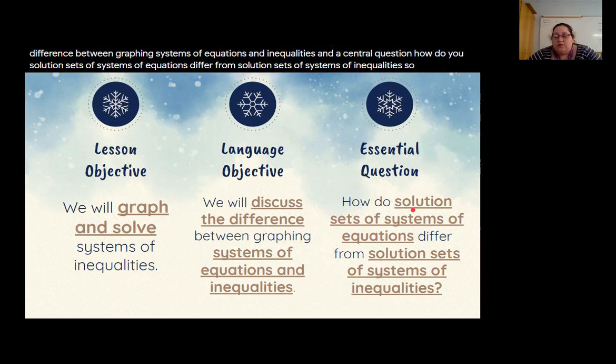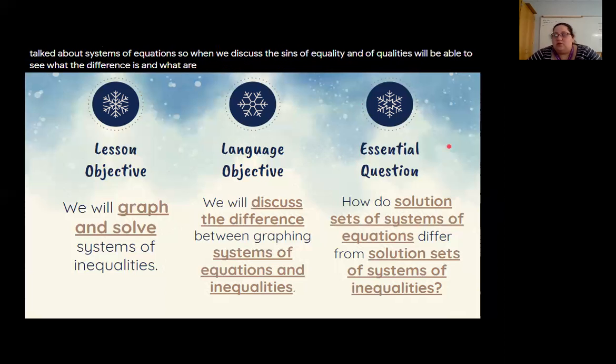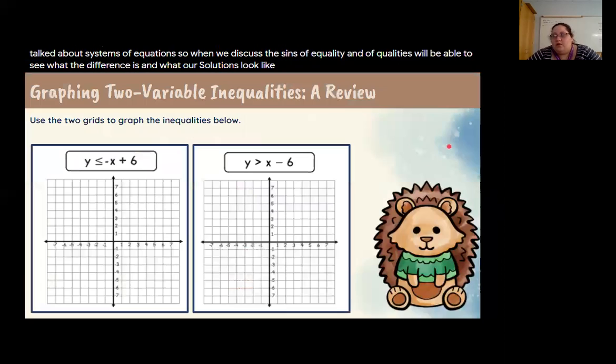So far, we've only talked about systems of equations. So when we discuss systems of inequalities, we'll be able to see what the difference is and what our solutions look like. So we're going to graph two variable inequalities as a review. We're going to use the grids to graph the inequalities below.